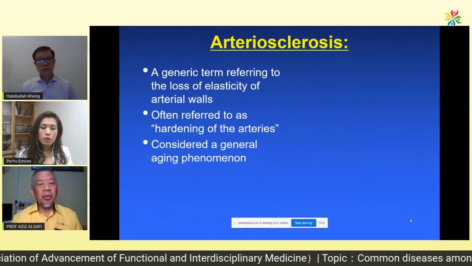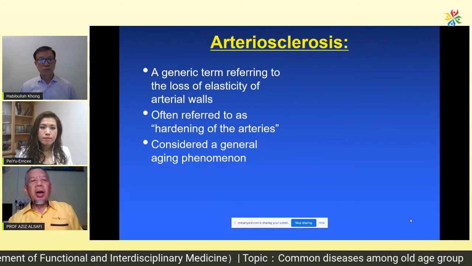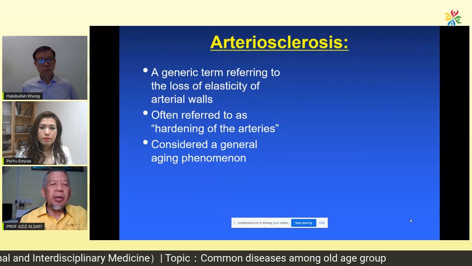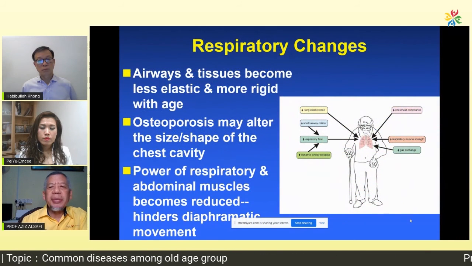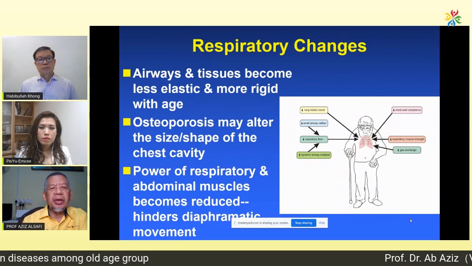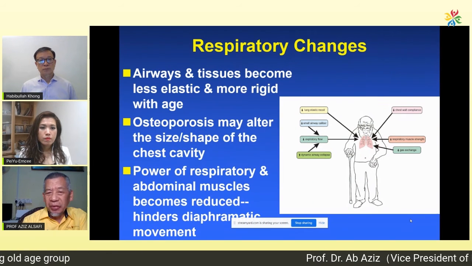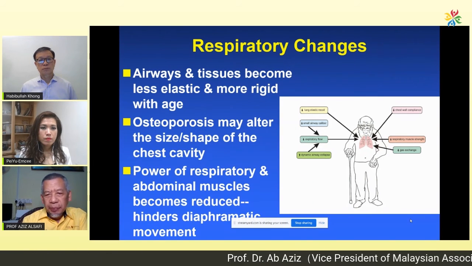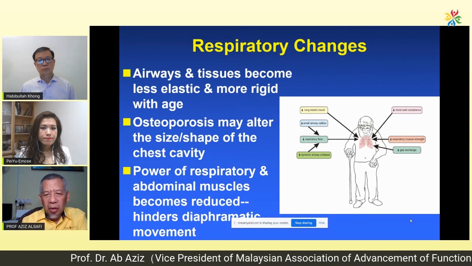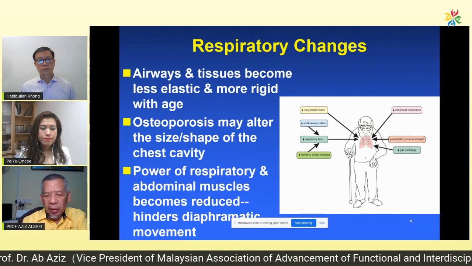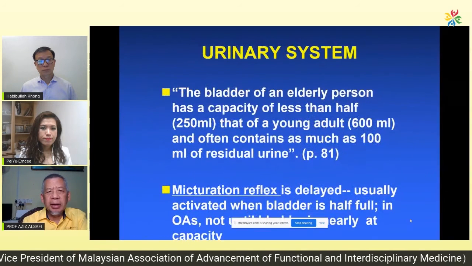Another one is atherosclerosis. This is the loss of elasticity of the arterial wall. Another one is the respiratory changes. Airways and tissue become less elastic and more rigid. Then you can have a decrease in lung elastic recoil, small air entry, and all the related problems.